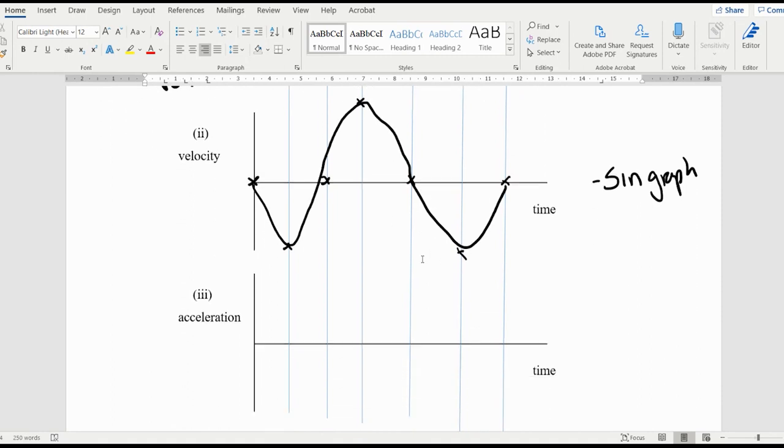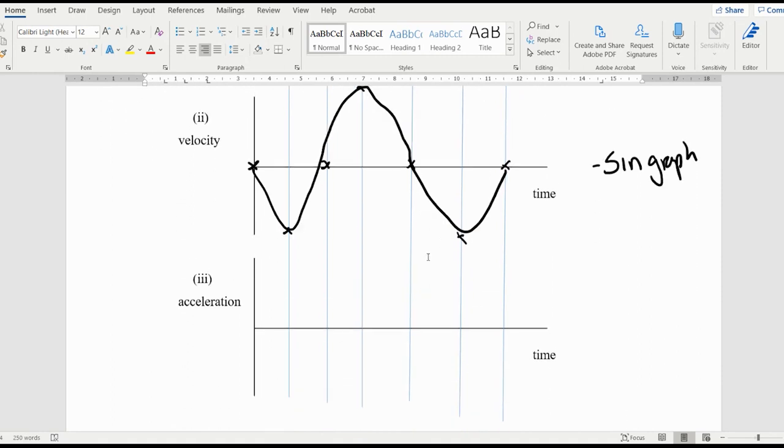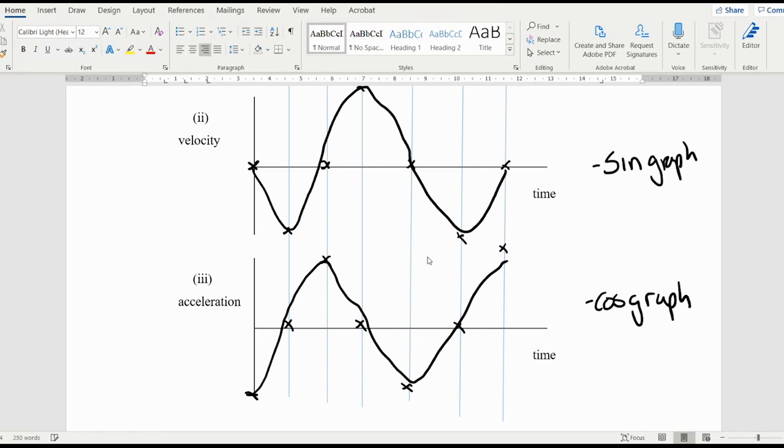And lastly, acceleration, of course, is the gradient of a velocity-time graph. So here my gradient is maximum negative, then it's 0, then it's positive, then it's 0, then it's negative, then it's 0, and then it's positive again. And you get this, as best as I can draw. So this is a minus cos graph. To get to each one of these, it's the gradient of these graphs, okay?